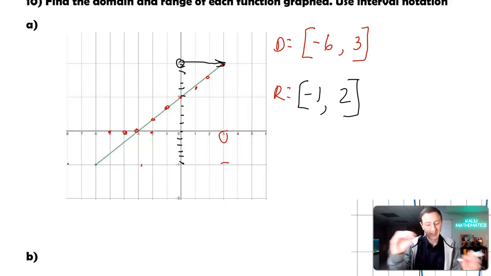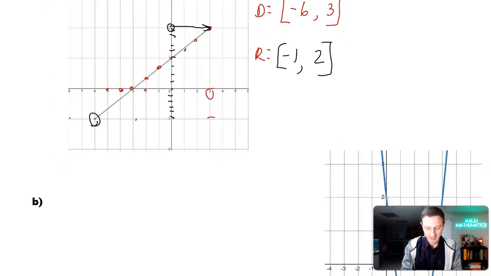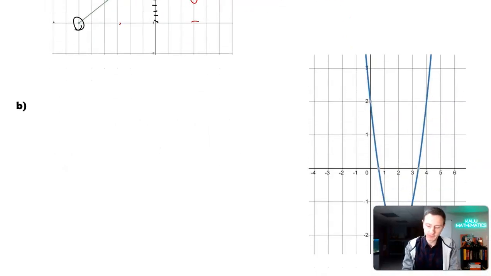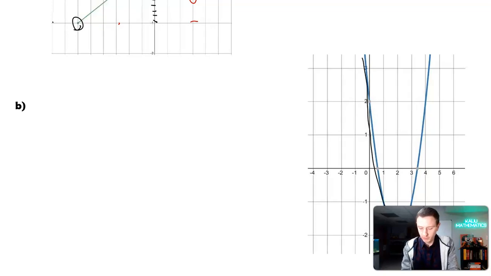So that was just a line segment. It stops at a point, and it stops at another point. It doesn't go on forever. It just stops, because there's actual endpoints there. Where in letter B, this is a little bit different. We have this parabola here, where it goes through here, and then it goes back up.